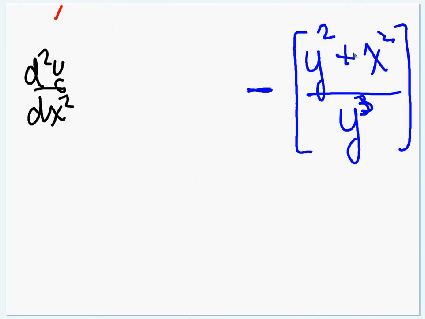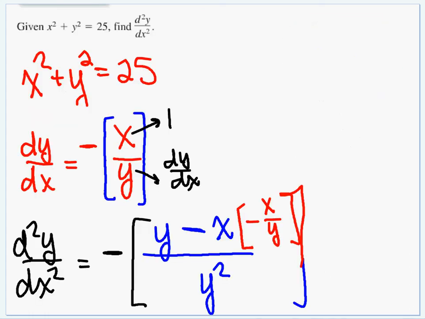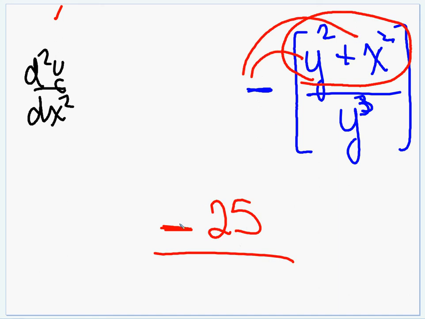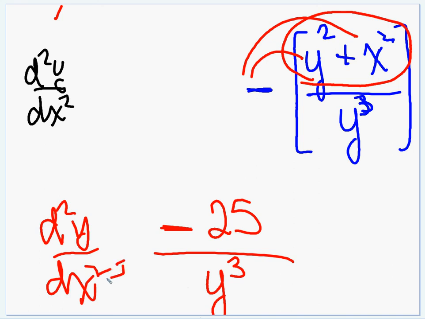All right. Again, this is a good derivative, but notice that numerator, x squared plus y squared. Well, x squared plus y squared is equal to 25. So again, if you left it like this, I'd be perfectly fine with it. But we can take out that numerator, x squared plus y squared, and just replace that with a 25. And then instead of distributing the negative, we can now just attach the negative to the 25. And that's over y to the third. So this is our second derivative, d squared y over dx squared.